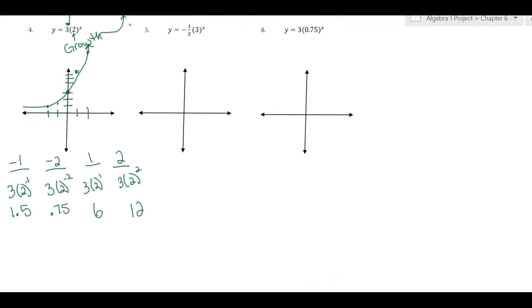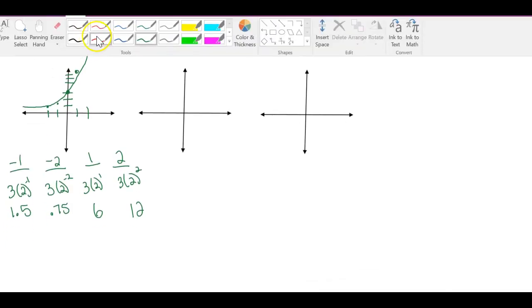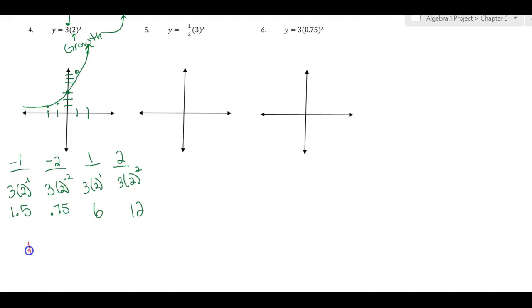Yeah, I do. So let's change colors for domain and range. So the domain is my x value, and there's x's going to the left and to the right, so this is all reals. The range, it actually is everything above 0. It gets really close to 0, but it never touches 0, so it's greater than 0. Don't make it equal 0 because it's never actually going to come to 0.